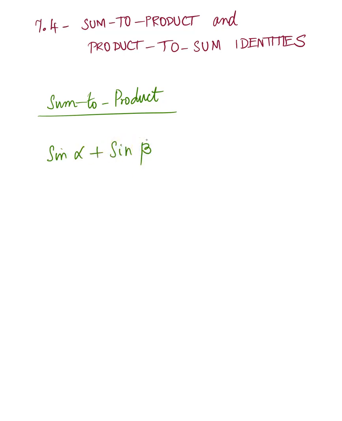Just before I give you the identity, I want to make it very clear that the sum identity was for sine of alpha plus beta. This one is sine alpha plus sine beta. They are separate. When you have them separately like this, the identity helps you write it as a product: 2 sine of alpha plus beta over 2 cosine of alpha minus beta over 2. So from a sum of two separate sines, you get a product.